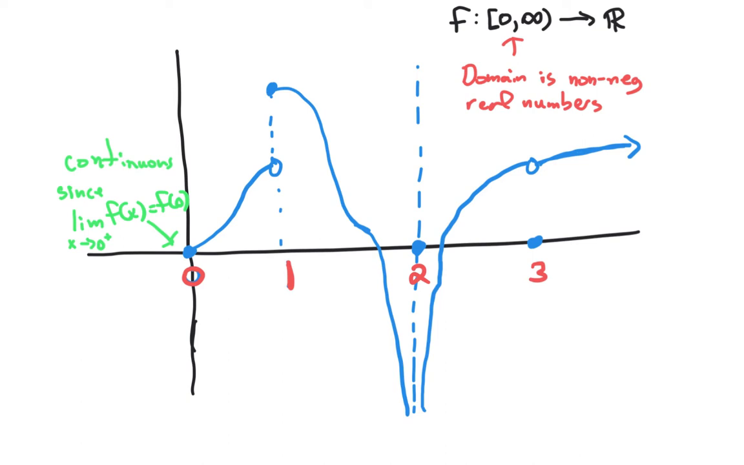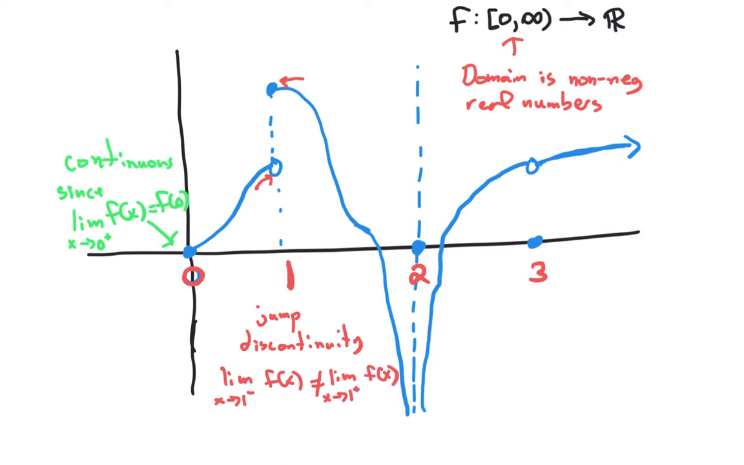Now, these points here, 1, 2, and 3, we have some discontinuities. So at 1, you can see that the limit from the left does not equal the limit from the right. So this is called a jump discontinuity. Because the limit as x approaches 1 from the left of f of x doesn't equal the limit as x approaches 1 from the right of f of x.